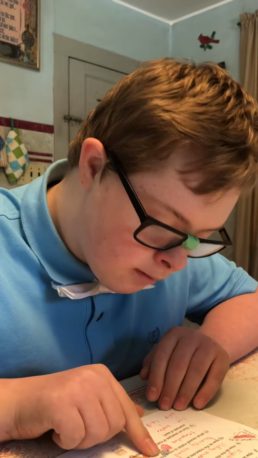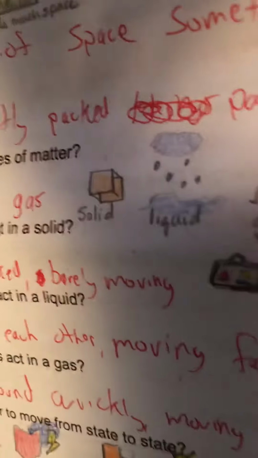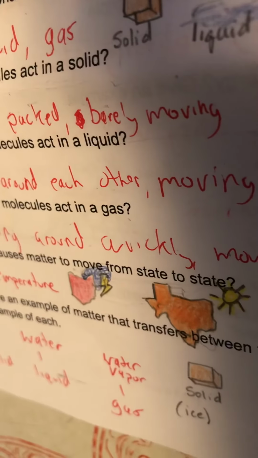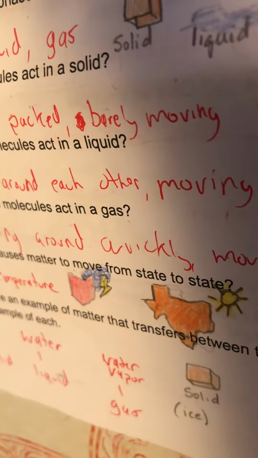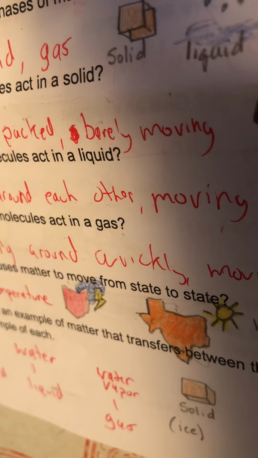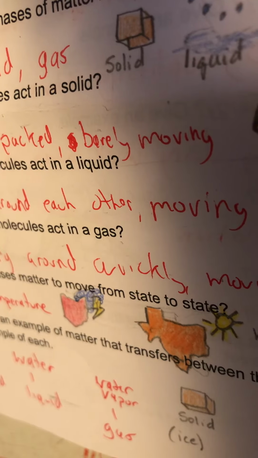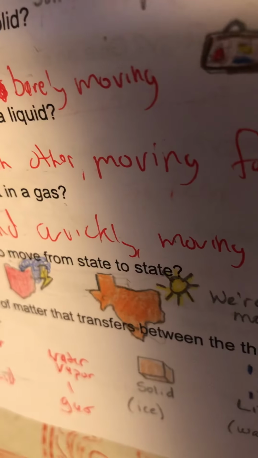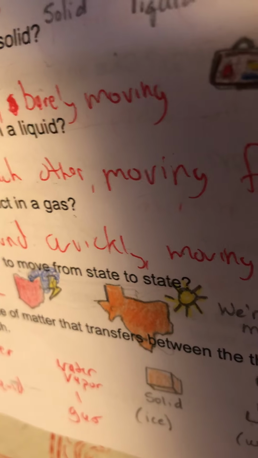What causes matter to move from state to state? Why does it move from state to state, Owen? Temperature. Temperature, yes. So we see our matter moving from the state of Ohio, where it's stormy and rainy, to sunny Texas, where the temperature is a lot warmer.